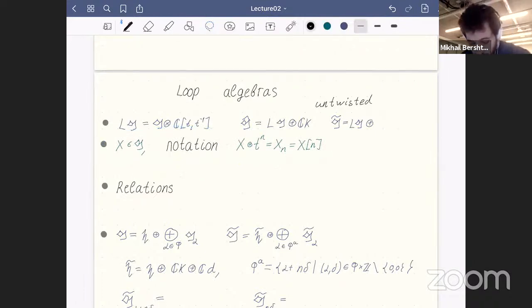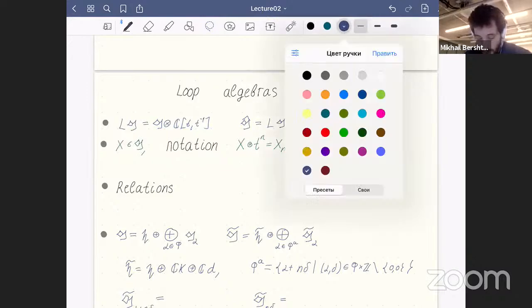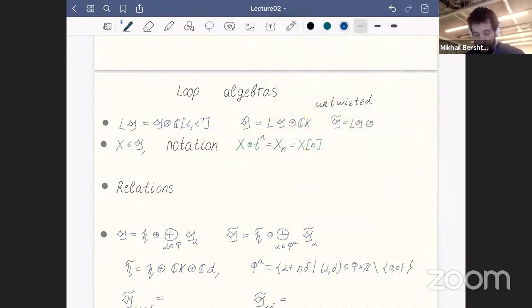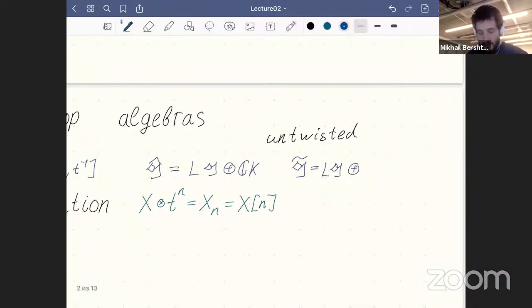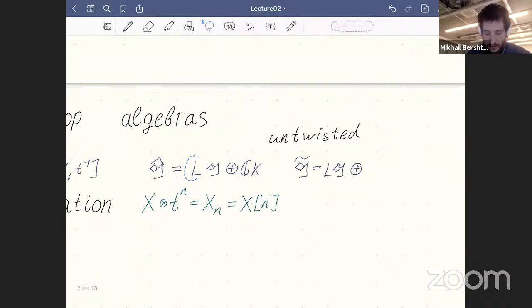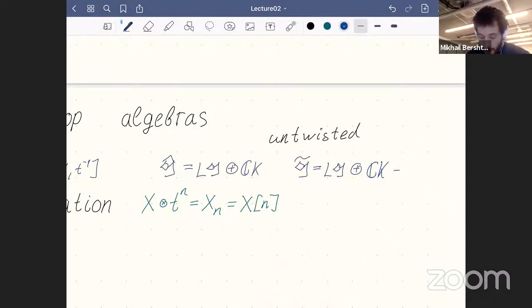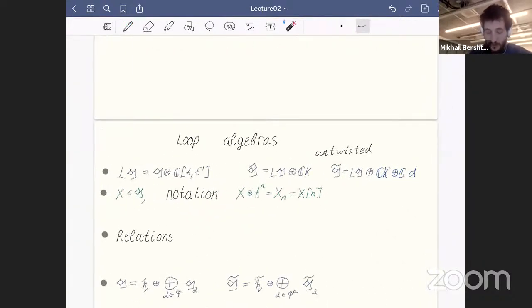And actually there are two notions. One of them is G hat. I will use this convention, which is not completely standard. Some people use different conventions, it's not a big deal. So one is G hat, where I add some central element K, and another, which I denote by G tilde, where I add the central element K and also some differentiation D. So this is the definition of the affine algebra as a vector space.